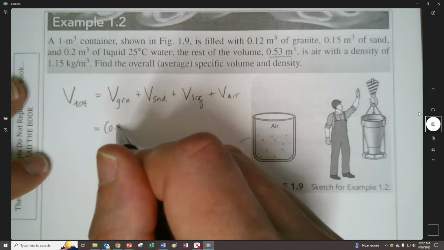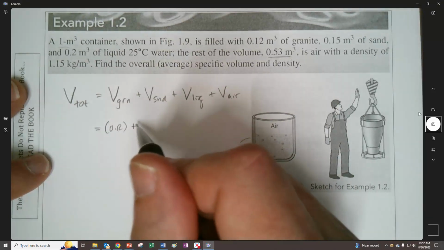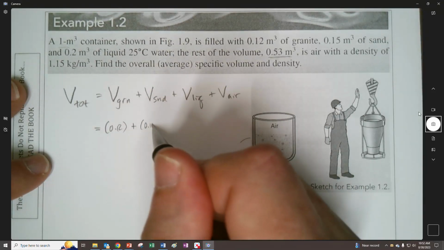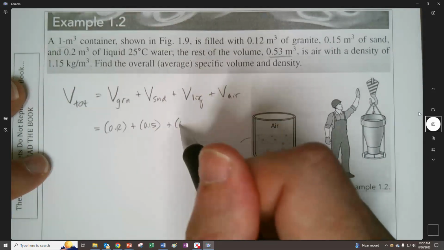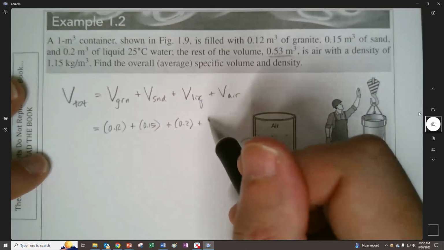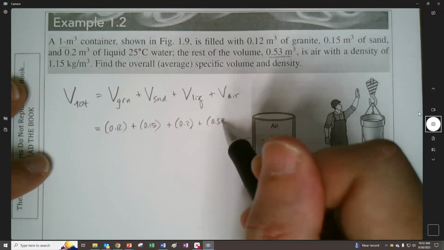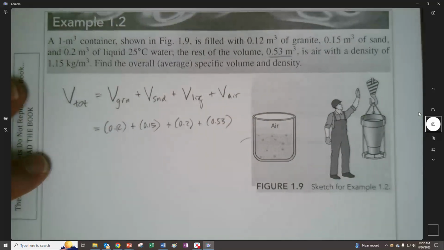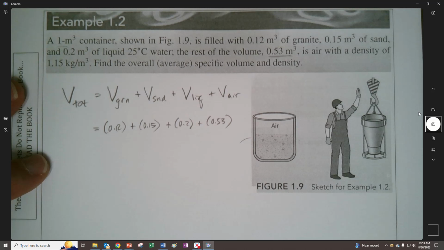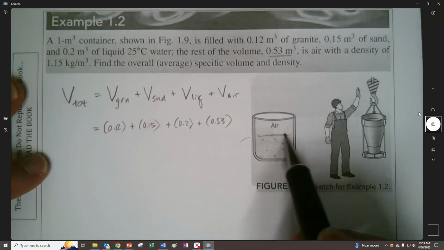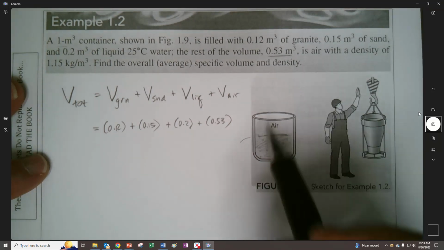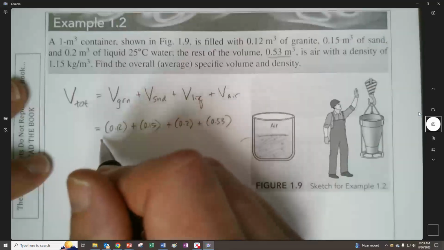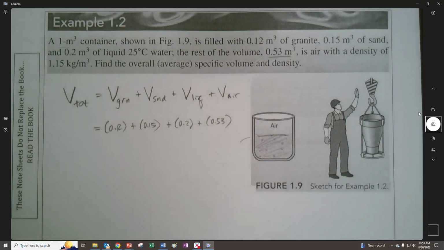0.12 plus 0.15 plus 0.2 plus 0.53. Personally, I think these things are going to separate right here, so it doesn't make any sense to call this density, but we're going to play along with them. Anyway, that should add up to 1 if you have trust issues like I do.